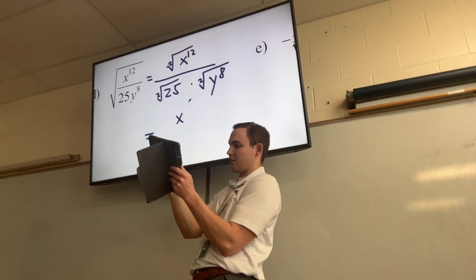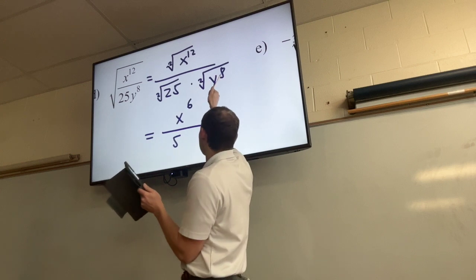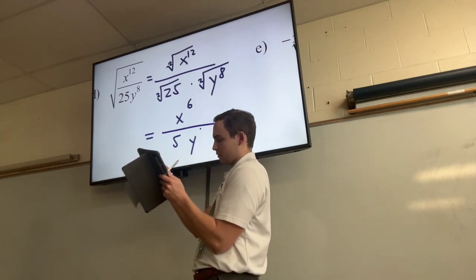When there's nothing in the square root symbol here, what number technically is there? 2. Okay. How do I simplify x to the 12th square rooted then? X to the 6, right? Because 12 divided by 2 is 6. Square root of 25 is 5. Y to the 8th, right? 8 divided by 2 is 4.